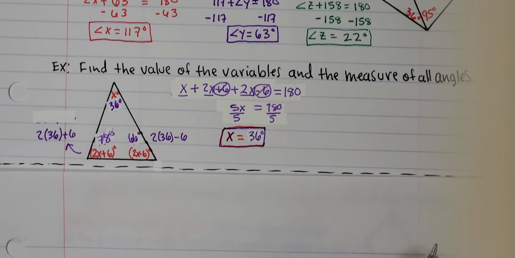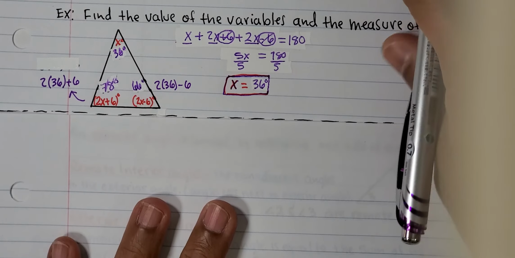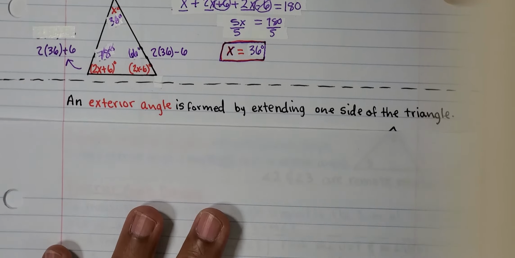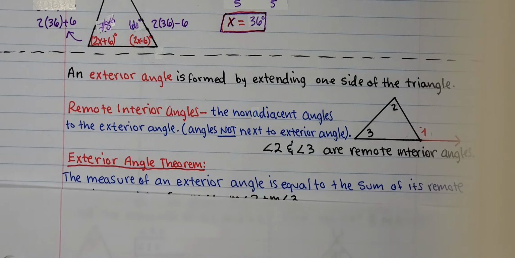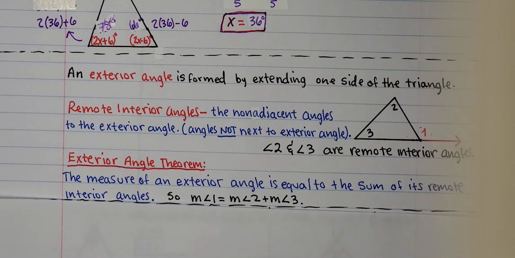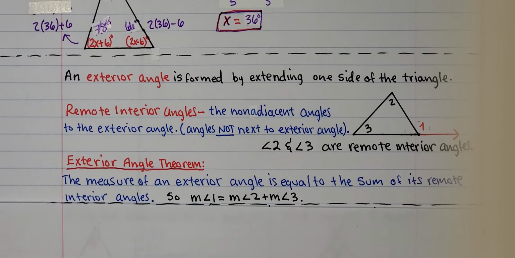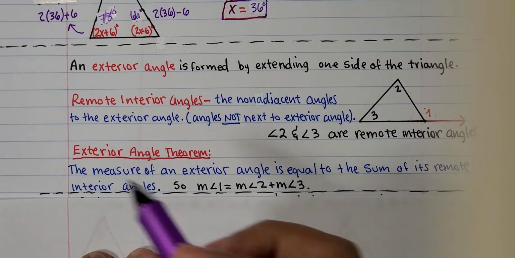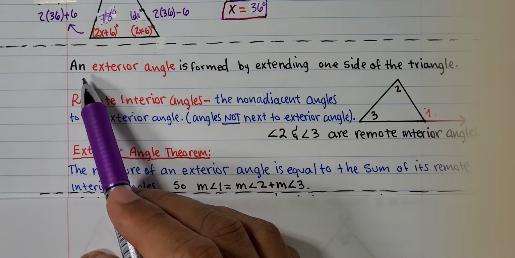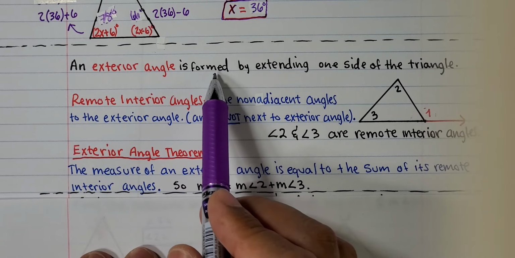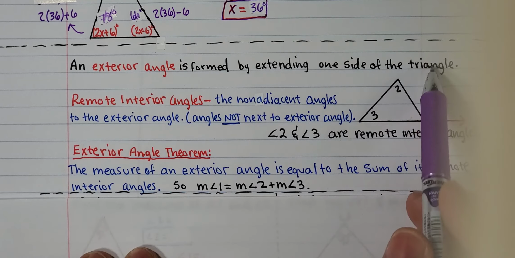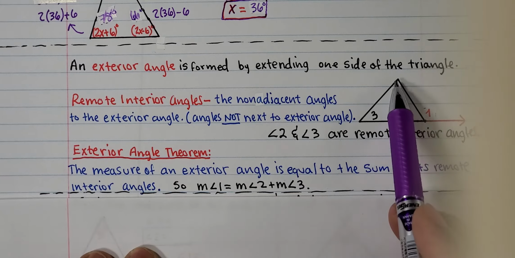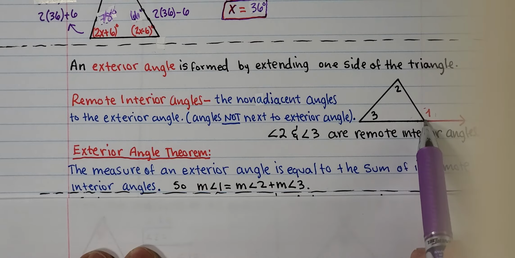Let's go on to the next section. For this one here, I'm going to introduce you to another concept. I'm going to ask you to pause the video and copy this for now, and then I'll explain what this is saying. This says that an exterior angle is formed by extending one side of the triangle. So that's what I'm doing here. I have this triangle in black, and then I extend this side.